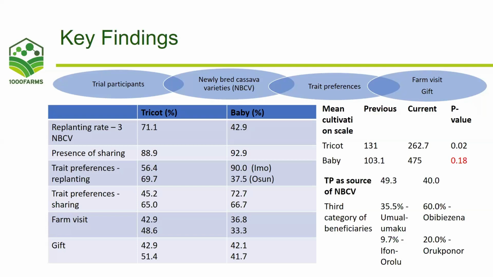I'm looking at the difference in use among the trial and the baby trials. So it was also shown that production has increased, but it was not statistically different for that of the baby trials. And it was also noted that the trial participants were the major source by which the secondary beneficiaries gained access to these newly bred cassava varieties. And we also documented the third category of those, which is also shown in these communities on the screen.